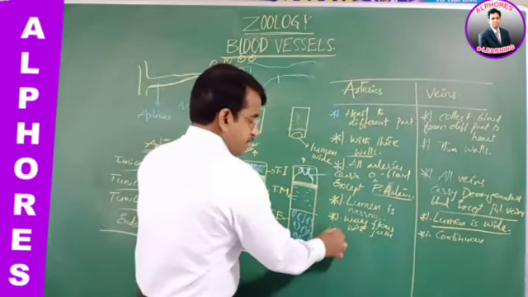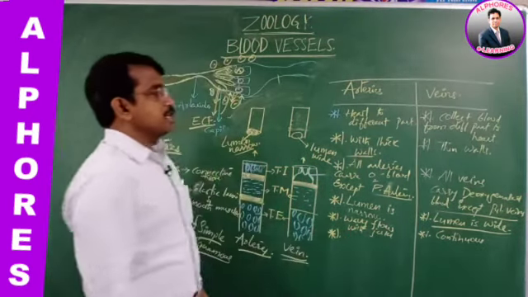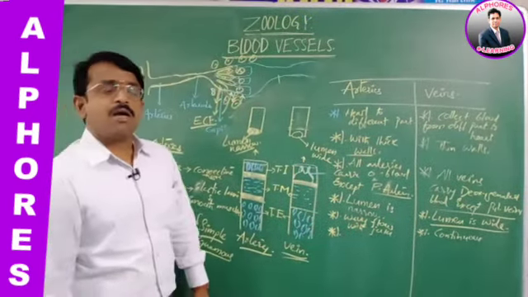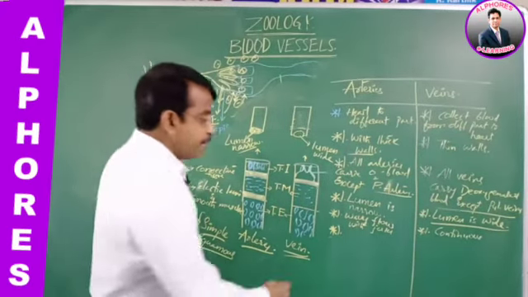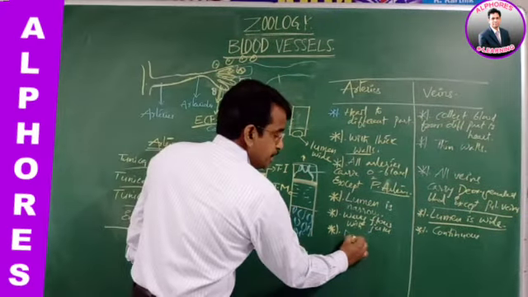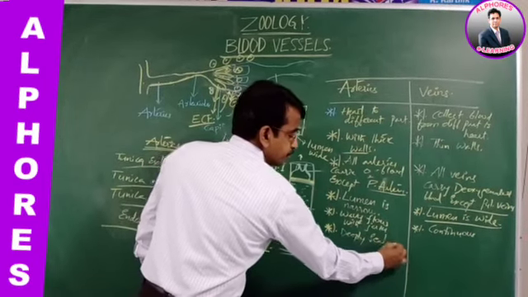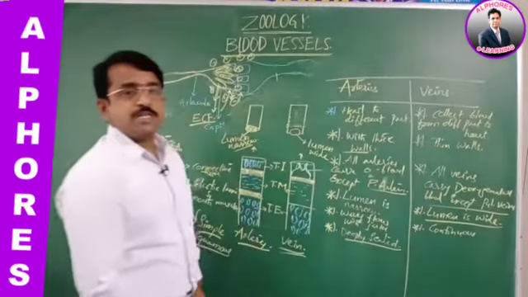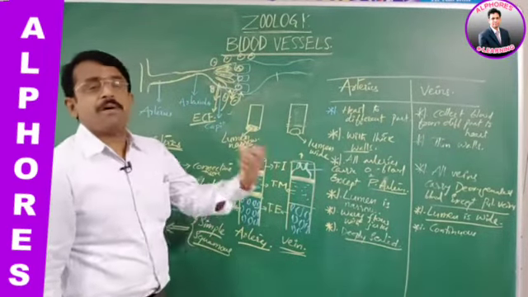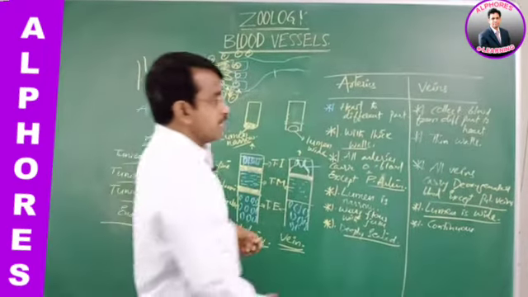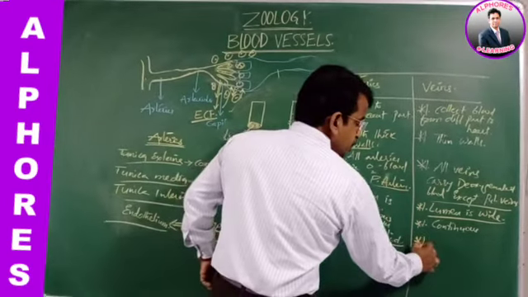Next, even we see the case with the arteries. Arteries are deeply seated, in the sense they are present at the inner parts, whereas veins are superficially placed.